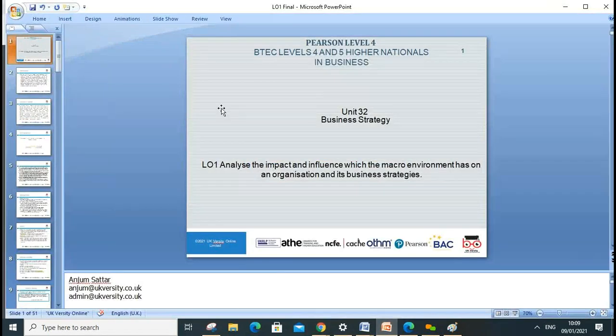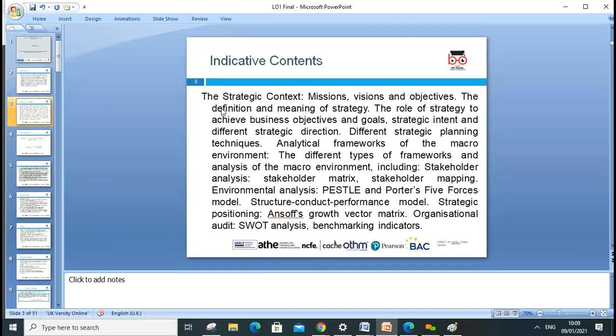So we'll start. Today's lesson indicative content: what we need to discuss is mission. What is a mission? Anybody knows what is meant by mission? What do you think? What do you know about mission? Mission is why you are in the business. What is the purpose of an organization entering business?